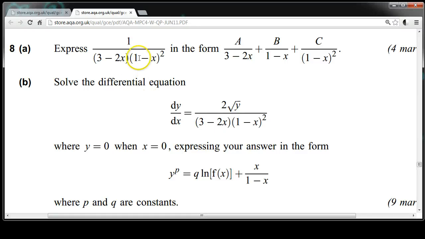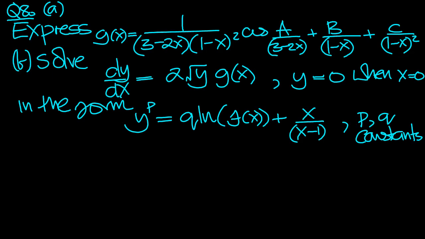Express this function in the form of partial fractions. Solve the differential equation that's given here, where y equals 0 when x equals 0, expressing your answer in the form like this, where p and q are constants. So I've written down the question in summary here. Let's have a little look at this then. Right, okay, so we've got to use partial fractions for part A.